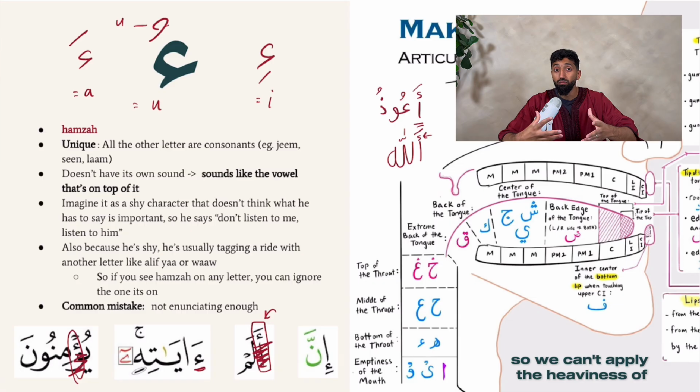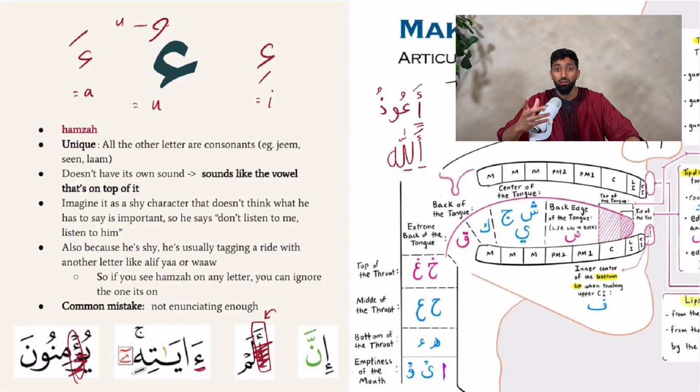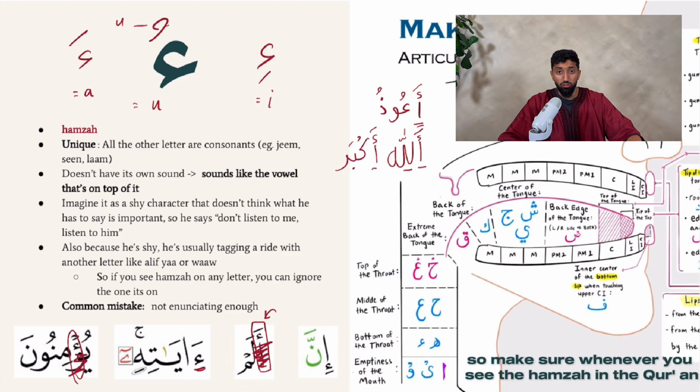So we can't apply the heaviness of a certain letter onto the letter before it or after it. Every letter must be given its due right. So when we say the name Allah, right? We're not saying Allah. We're saying Allah. Starting off light, then the lam becomes heavy, so Allah, Allahu Akbar, and then Akbar. That's just an example. So make sure whenever you see the Hamza in the Quran, even when you say Alhamdulillah, that you're smiling and you're really enunciating it, because that's the way Hamza sounds.